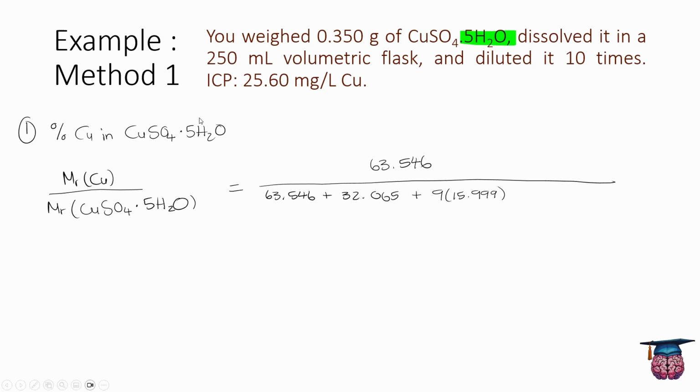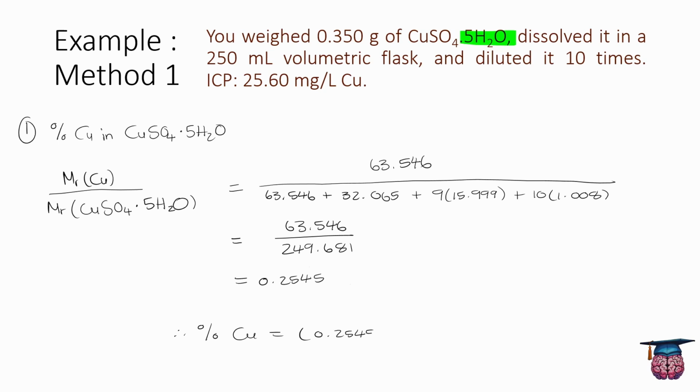Similarly, we look at the hydrogen now. We see that we have 10 hydrogens, so we have 10 times the molar mass of hydrogen. Now, this simplified is 63.546 divided by 249.681. We get a fractional value of 0.2545, and we can convert this into a percentage by multiplying by 100, and we end up with 25.45%.